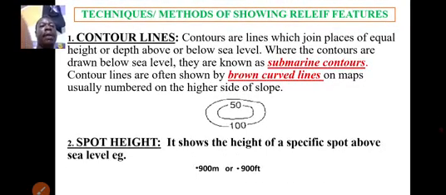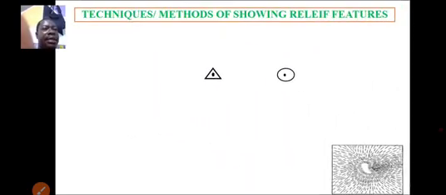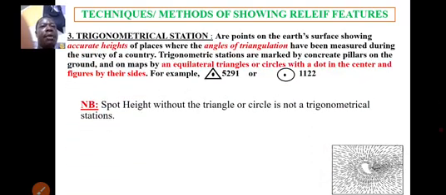The other one we can talk about is the spot height. The spot height is used to show a specific spot above sea level. You see a dot, then they write the height value beside it. That is the spot height. Then we have the trigonometrical station. Trig stations are points on the Earth's surface showing the accurate height of places where the angles of triangulation have been measured during the survey of the country, until they mark all these areas.